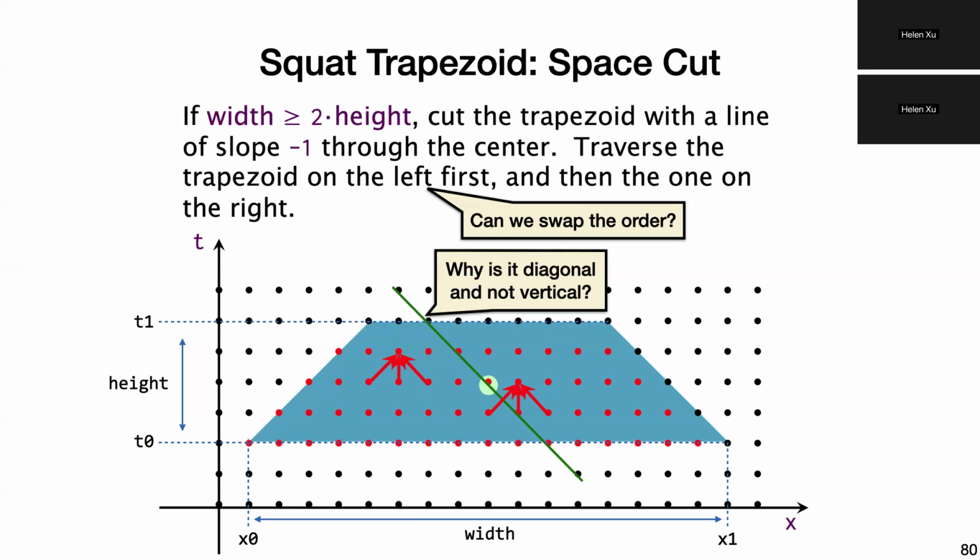You can cut it either horizontally or you can cut it diagonally as well. If you cut it this way, then the dependencies would be the same. You could compute this part first. Assuming that you have computed this, you can compute this half and then this half, if you cut with slope -1 through the middle.